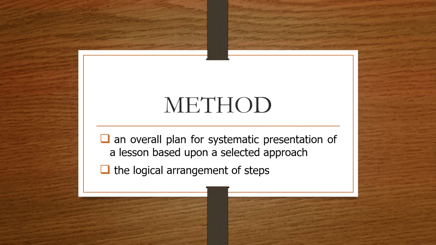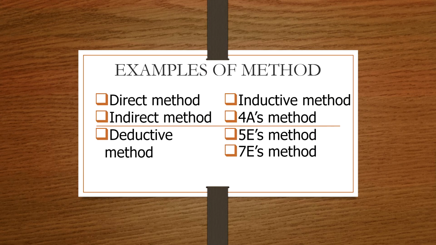The next term that we shall define is method. Method is an overall plan for systematic presentation of a lesson based upon a selected approach. Some authors call it design. Method is a logical arrangement of steps. It is more procedural, meaning to say, method is the logical sequence of steps as to how you will teach your students. Examples of methods include direct method, indirect method, deductive method, inductive method, 4A's method, 5E's method, and 7E's method.